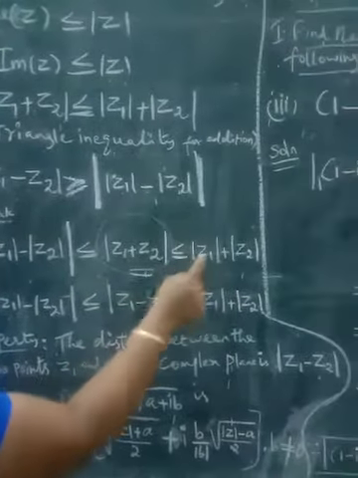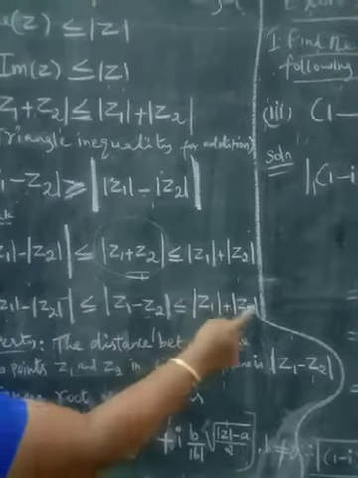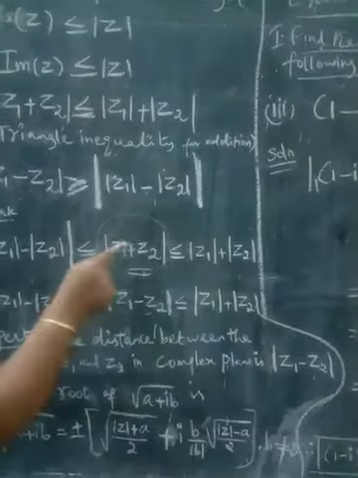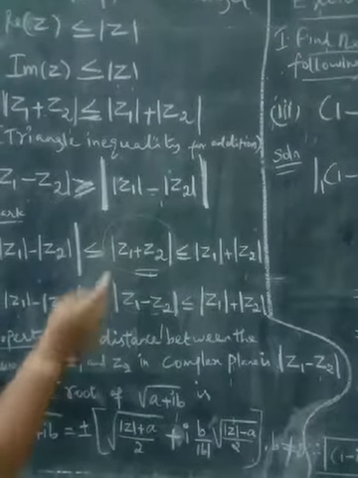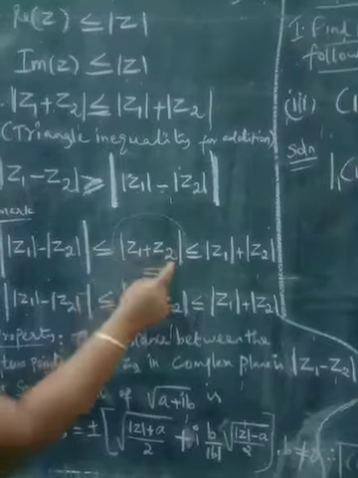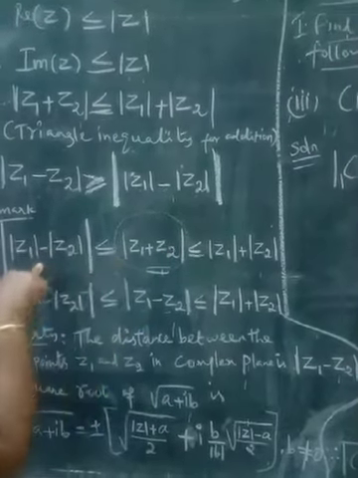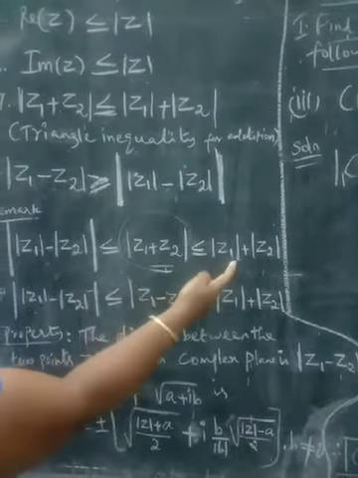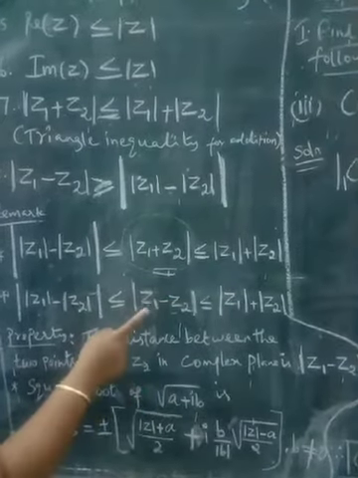Here also, mod z1 plus mod z2, mod z1 plus 1. Only the sum and the difference change here. Always these two values lie between this. That is, the modulus of z1 plus z2 is greater than or equal to this value and less than or equal to this. The same way for the difference.